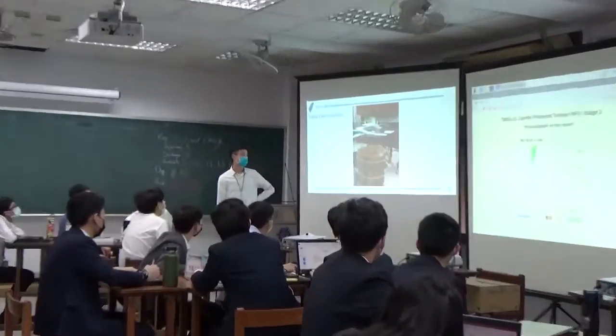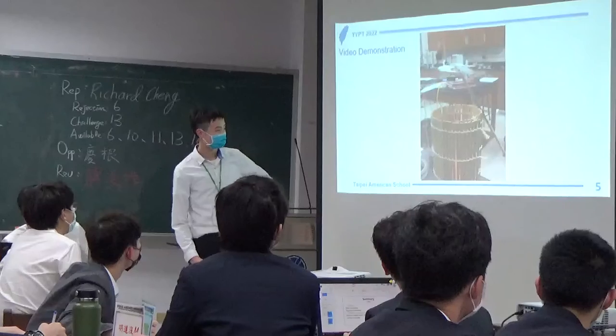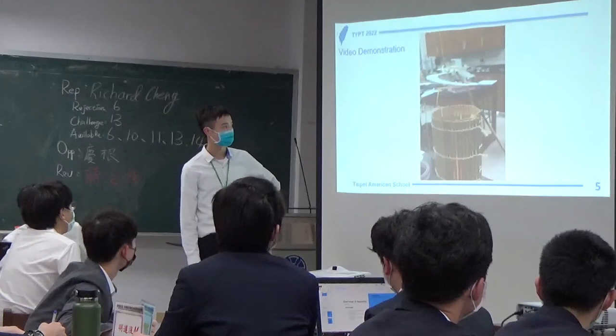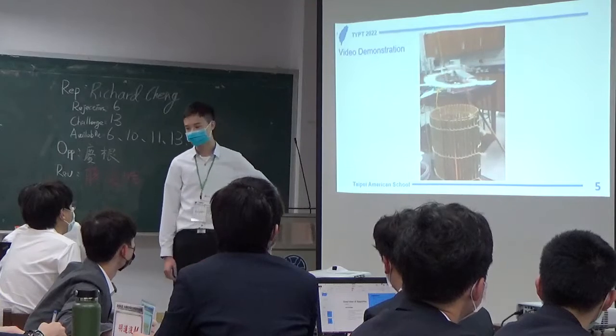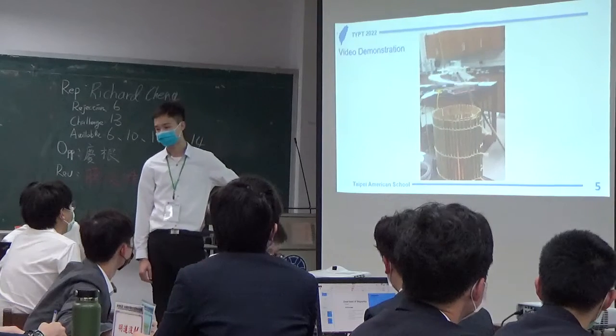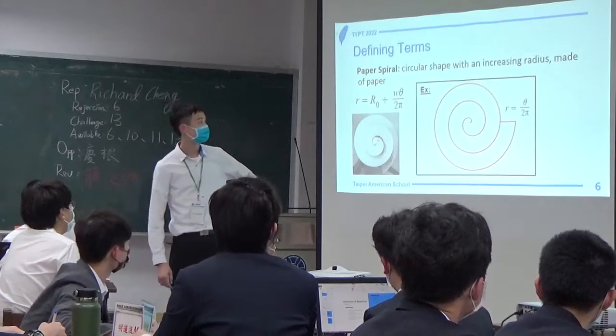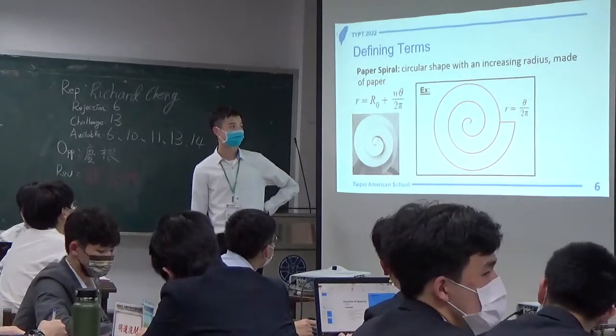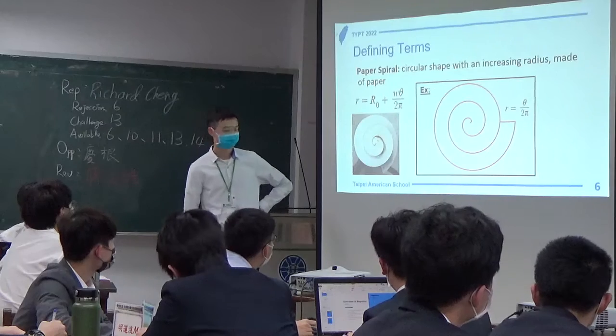As you can see, the spiral rotates slowly, it accelerates, and it starts by rotating slowly and it'll get faster and faster. But it'll eventually reach a terminal velocity because of air resistance. So I will first define what a spiral is. A spiral is a circular shape with an increasing radius, made of paper in this problem.